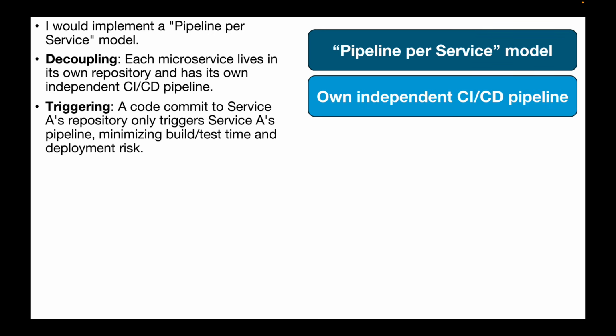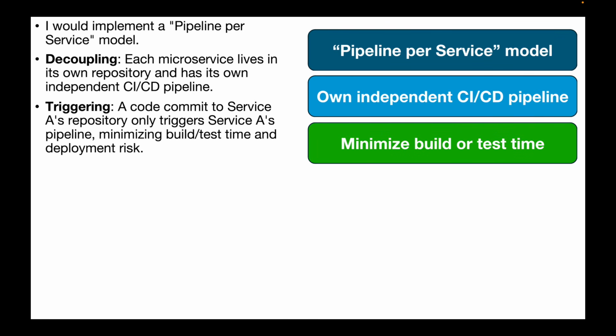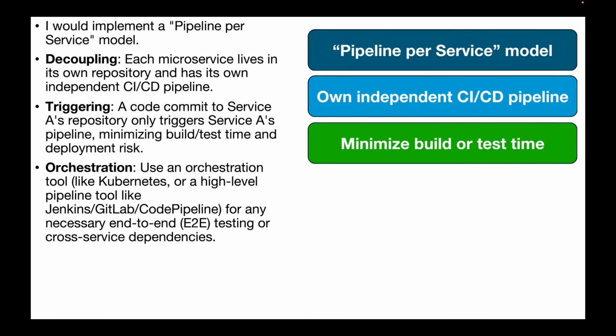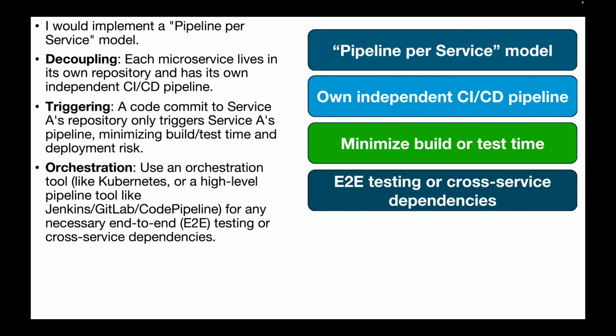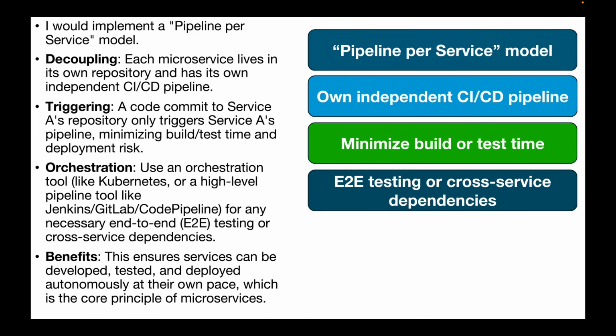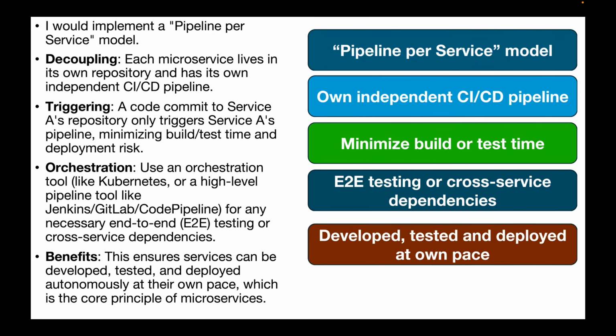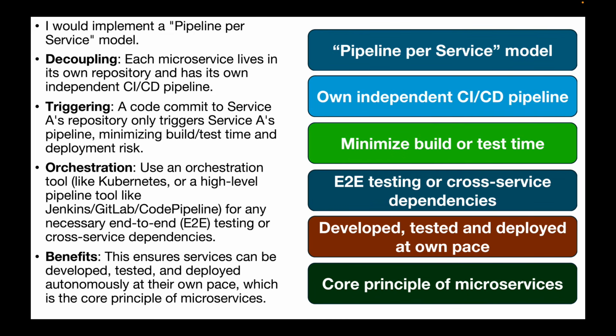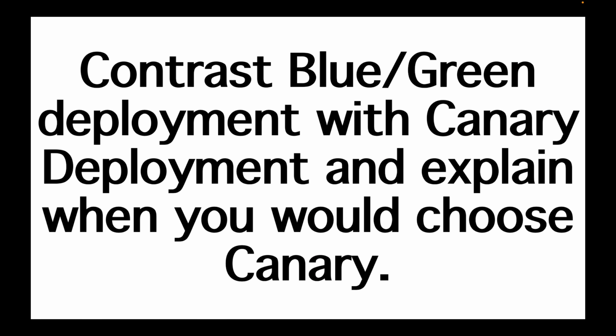Code commit to service A's repository only triggers service A's pipeline, and this minimizes the build or test time and deployment risks. You can also use an orchestrator tool like Kubernetes or a high-level pipeline tool like Jenkins, GitLab, CodePipeline for any necessary end-to-end testing or cross-service dependencies. This ensures services can be developed, tested, and deployed autonomously at their own pace, which is the core principle of microservices.